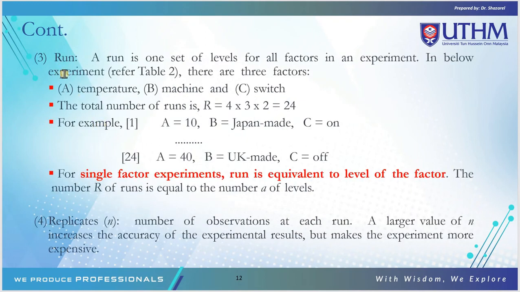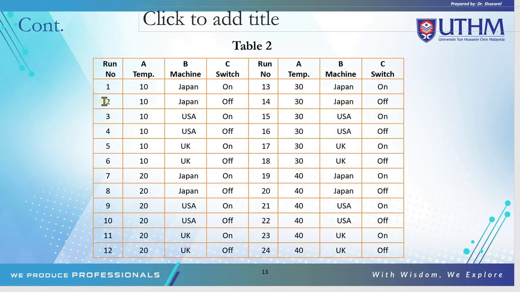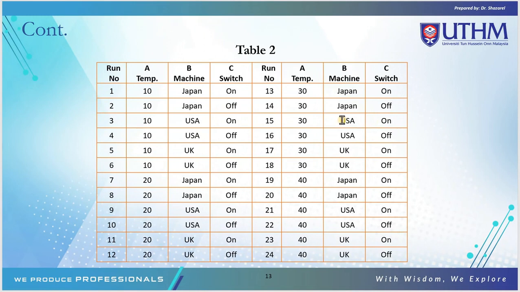Run. So what is a run? A run is one set of levels for all factors in the experiment. Let's look at this example. In this example, we have 3 factors: the first one is temperature, the second is machine, the type of machine.